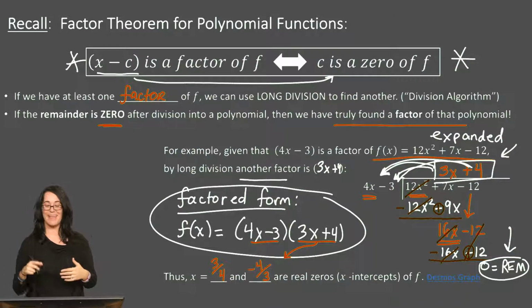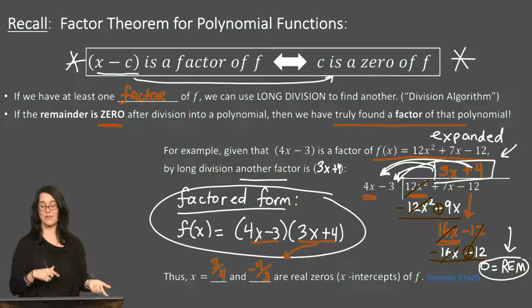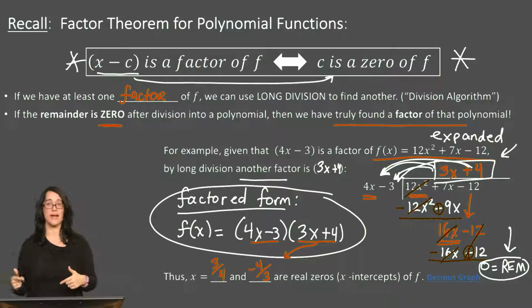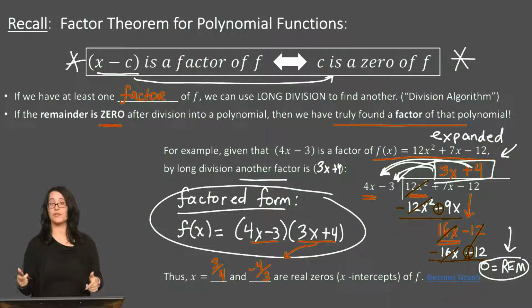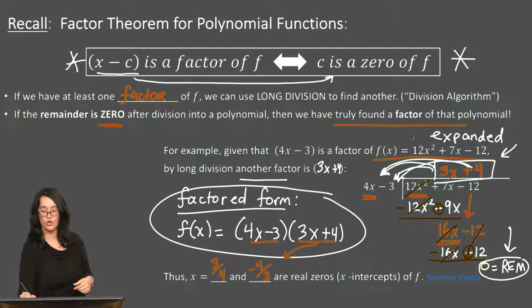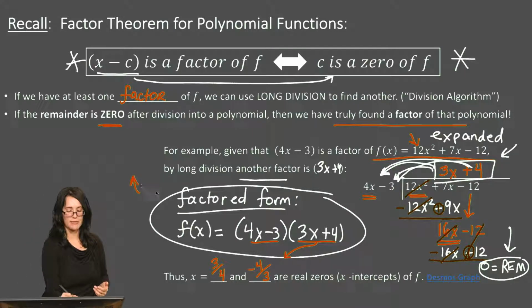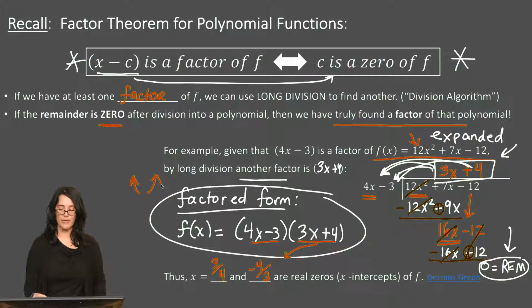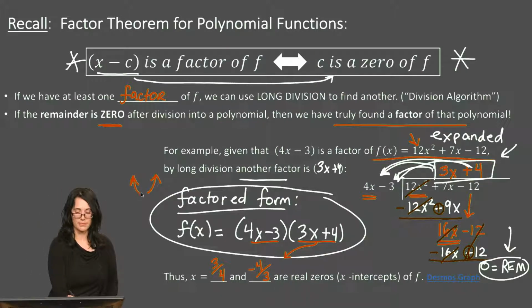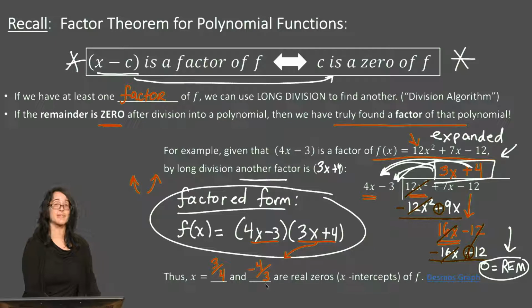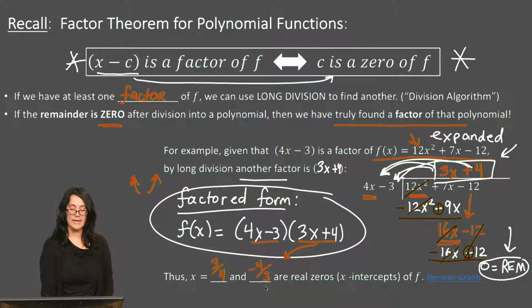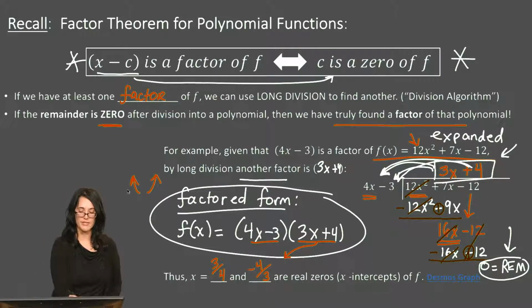I also know my end behavior. Remember from last video, we talked about the degree and the sign of the leading coefficient. Here the degree is 2, which is even, and here the leading coefficient is a 12, which is positive. With that information, we know that at the ends we're going in the same direction and they're both going positive. We also now know that the x-intercepts are going to be at 3/4 and -4/3, meaning that we are going to actually cross the x-axis somewhere.